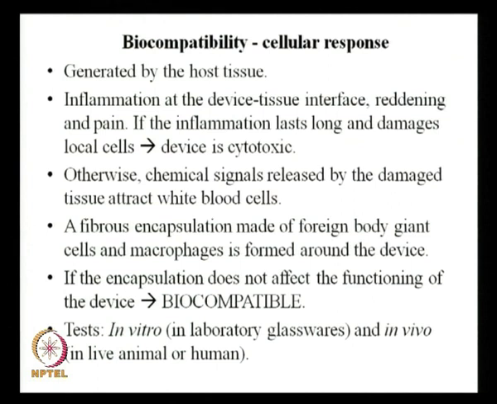So, inflammation at the device tissue interface will happen invariably, whether it is biocompatible or not. This reddening and pain will happen, but it will not last long. That is the indication of a biocompatible material. If it lasts long and starts damaging local cells, then the material is not biocompatible. Then the device is referred to as cytotoxic.